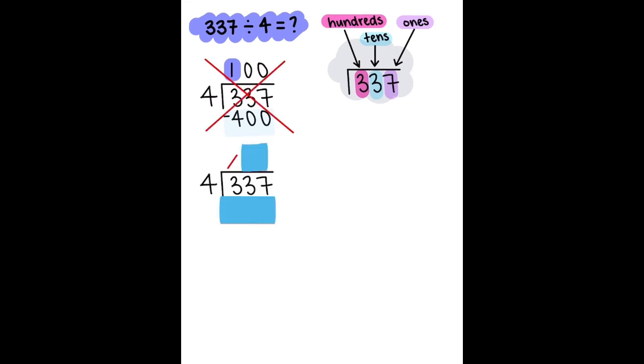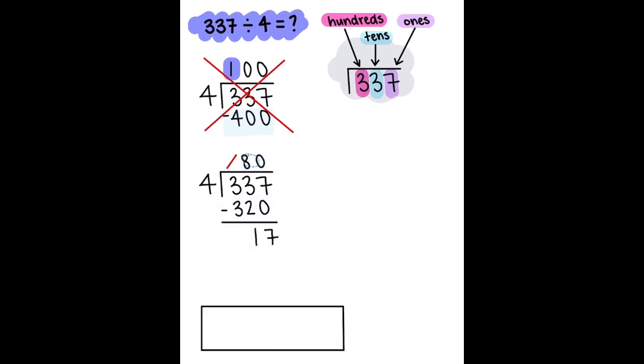Now we must find a 2-digit number that multiplied with 4 gives us a product lower than 337. Similar to our base 10 blocks, we are now at the steps where we had to distribute our rods. We cannot use, for example, 82, because now we are including our ones place value. Let's try 80. 80 multiplied by 4 gives us a product of 320. Let's subtract 320 from 337 and find the difference. This left us with a difference of 17.